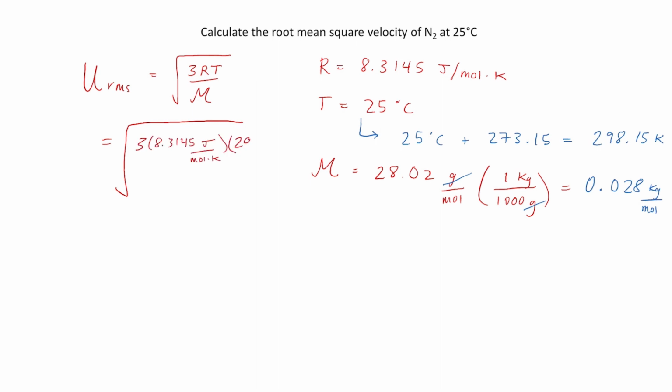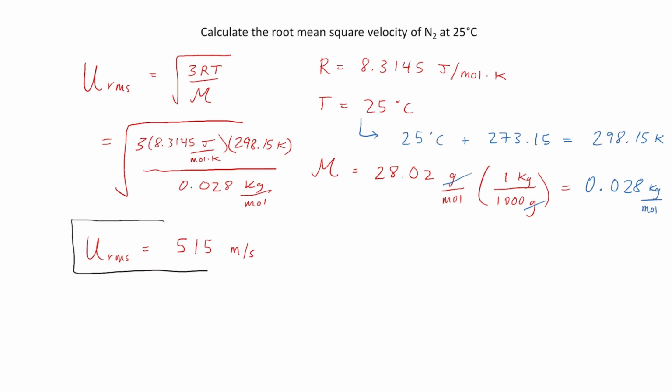All I need to do is plug in my values, and then when we do the math, you can see that the root mean square velocity for nitrogen gas at 25 degrees Celsius is about 515 meters per second. Just take a minute to think about that. The average velocity of nitrogen gas at room temperature is about 515 meters per second. That's about 1,854 kilometers per hour. That's how fast these gas particles are moving.